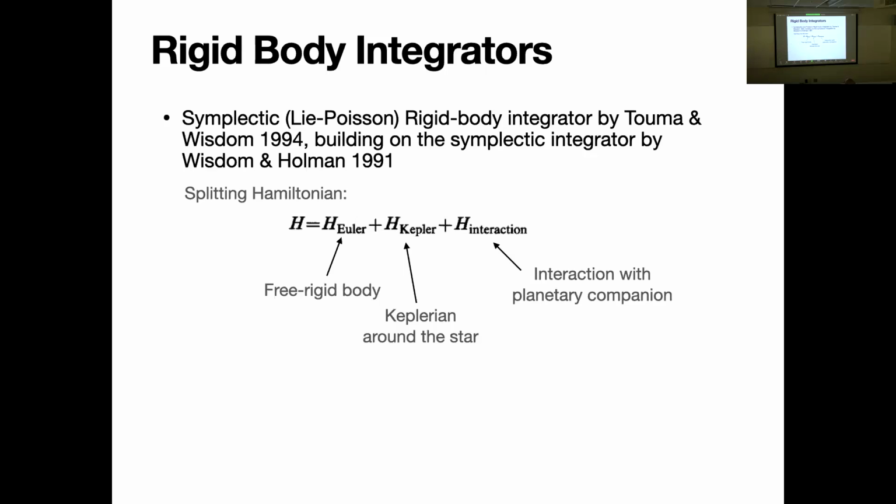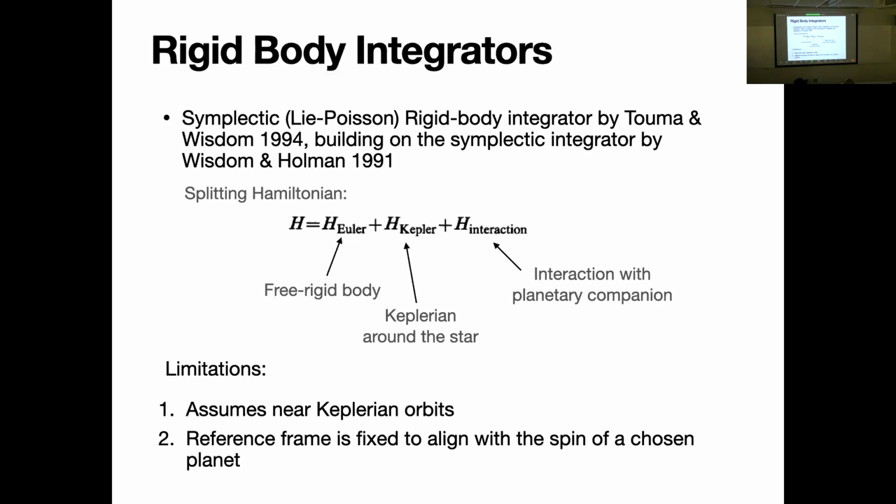Okay, so starting from the basic first principles of the rigid body integrators, we start from the Hamiltonian of the system and then split it this way, with the Euler component for the rigid body and the interaction component. So this is what people had done back then, looking at this type of studies. However, this has a limitation.